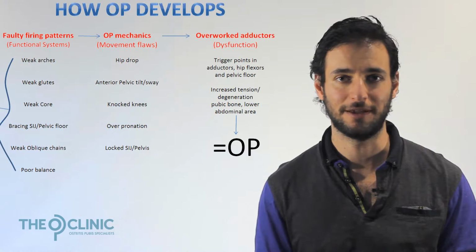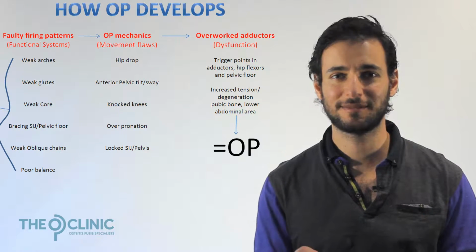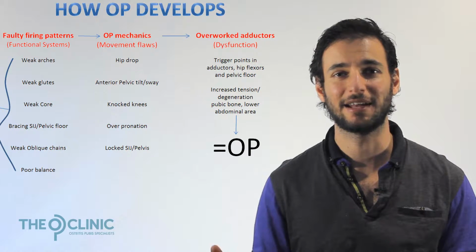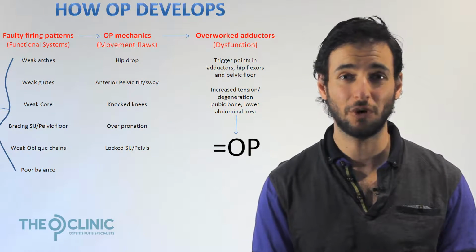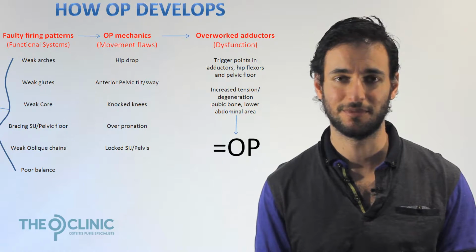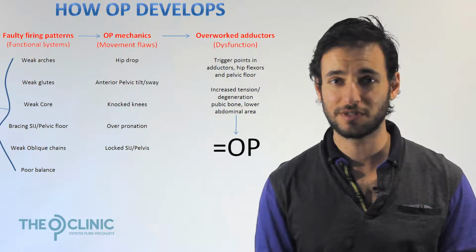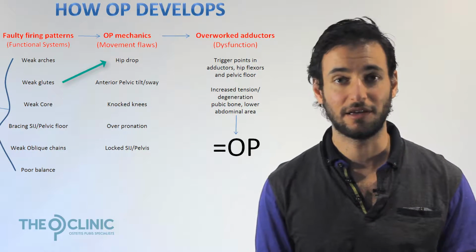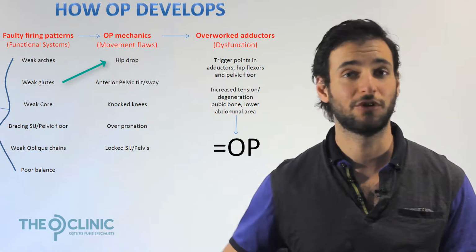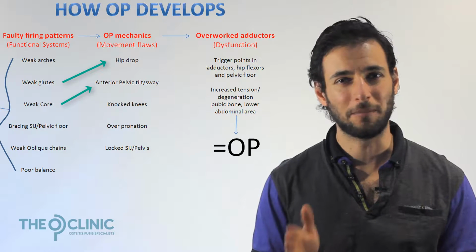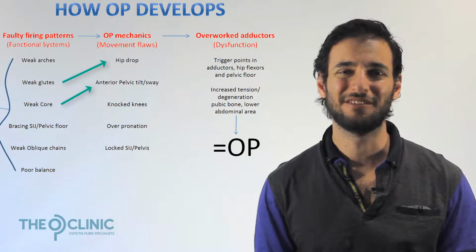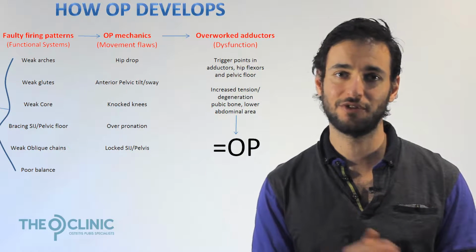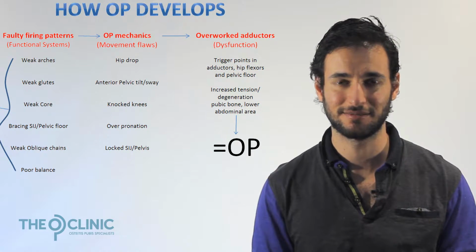Now, when these systems start to fail, they result in some very specific mechanical problems, or biomechanical faults, in the person who has them. If you have a weak or dysfunctional glute system, you're likely to see a hip drop. If you have a weak core, we might see an anterior pelvic tilt. So you can see our mechanics in our second column. They're very related and connected to the functional systems in our first column, our faulty firing patterns.